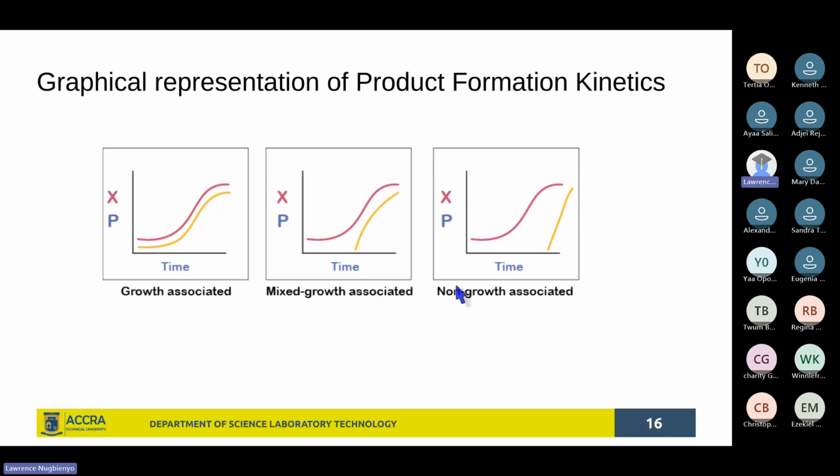Then you have non-growth associated. Here clearly you see that there's no correlation at all. The product formation is independent of the growth rate. The growth rate, which is X, is clearly independent of it. Looking at it with a graphical representation in this way, I think you have a better understanding of what we mean by those formulas and explanations which have been given so far for these types of product formation kinetics.